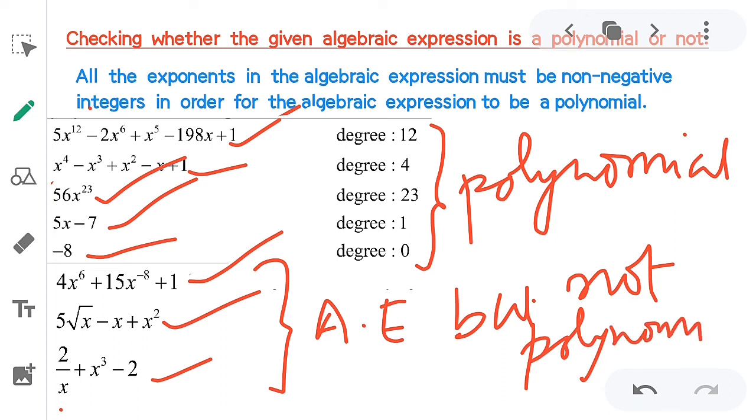Hence what can we conclude? All polynomials are algebraic expressions, but all algebraic expressions are not polynomials. This is what we have to conclude. Okay.